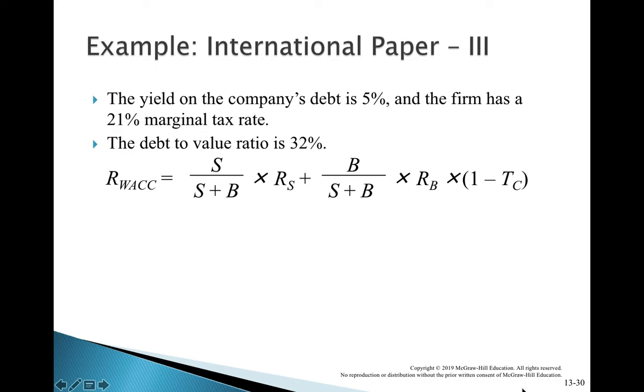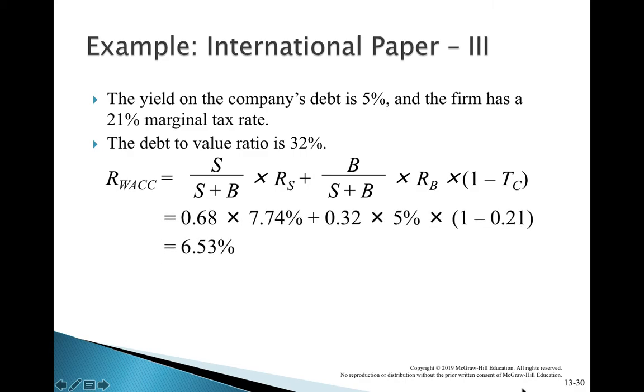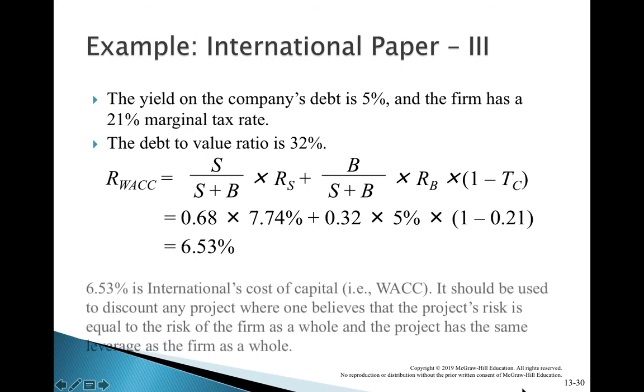68% multiplied by 7.74% cost of equity plus 32% multiplied by 5% multiplied by 1 minus 21% is equal to 6.53%, which will be the WACC, which will be used for valuation of International Paper's cash flows and valuation of the firm.